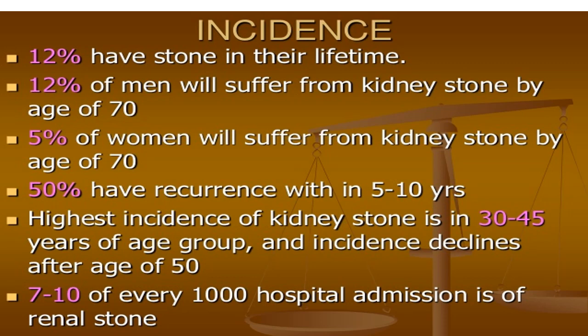And 12% of the men will suffer from kidney stone by the age of 70. 5% of the women will suffer from kidney stone by the age of 70. 50% have recurrence within 5 to 10 years. Highest incidence of kidney stone is in 30 to 45 years of age group, and incidence declines after the age of 50 years, declining with the increasing age. Okay, and 7 to 10% of every 1000 hospital admissions is of renal stones.